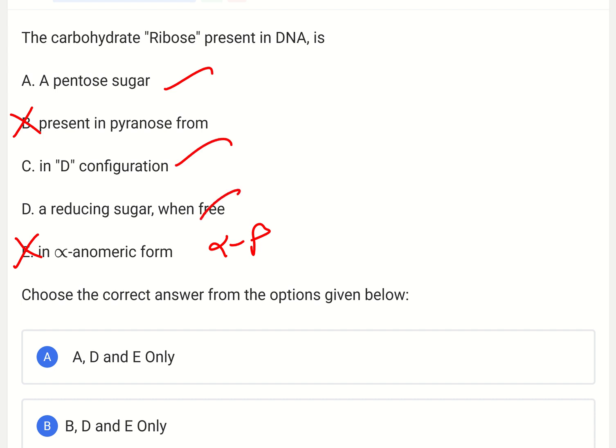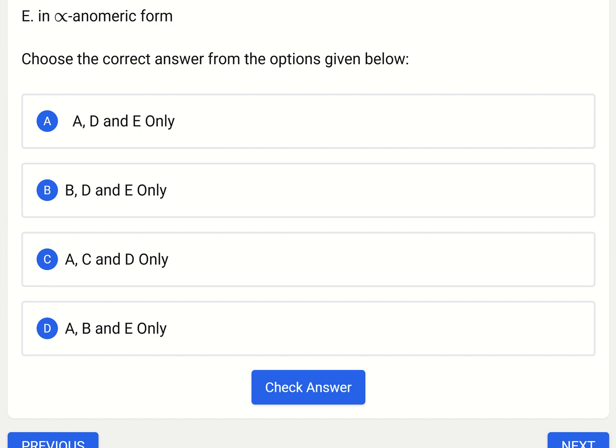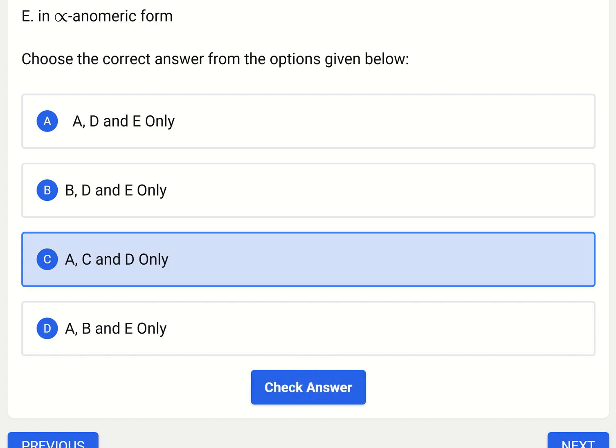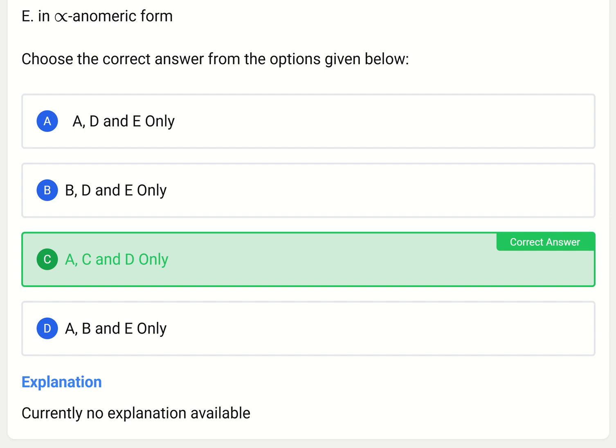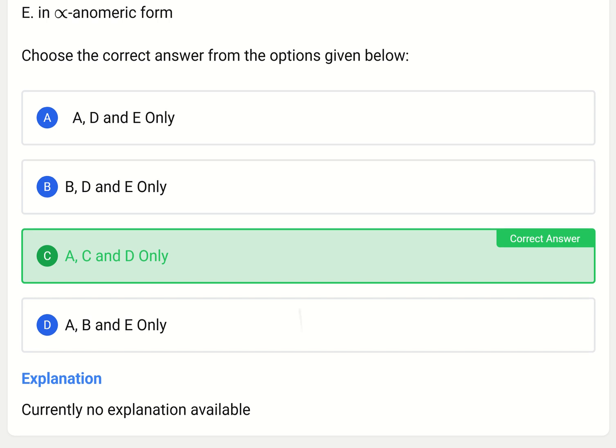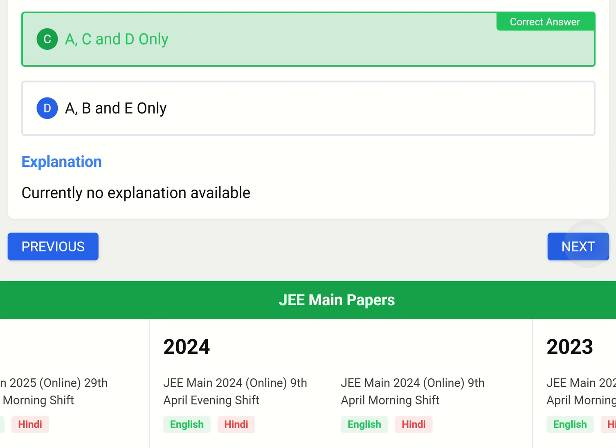It is an NCERT based question here. DNA, ribose sugar. If you know the biomolecules chapter, then you would have solved this question very easily. I have told you a number of times that you should study biomolecules. One question from every shift comes from biomolecules. So it is A, C and D. I will go with option number 3. So I have got the answer right in this question. Okay, moving to the next question.